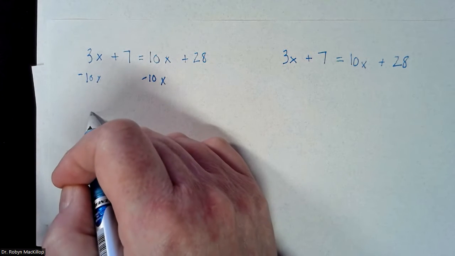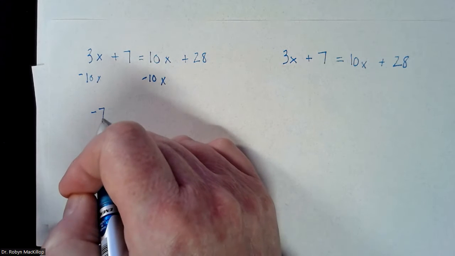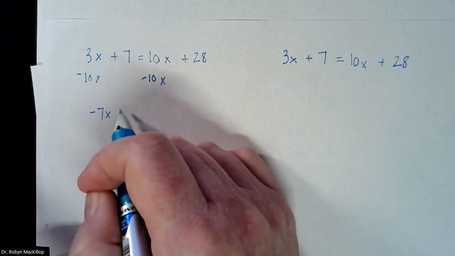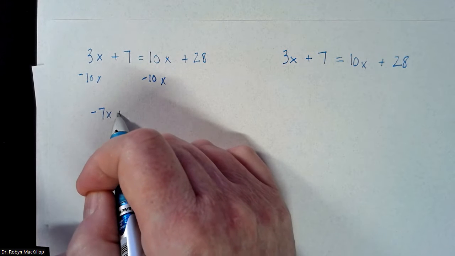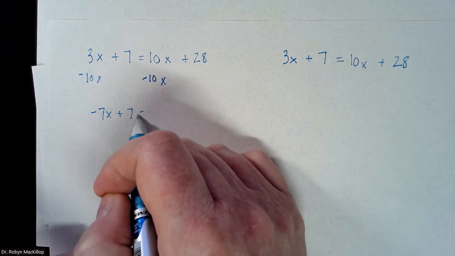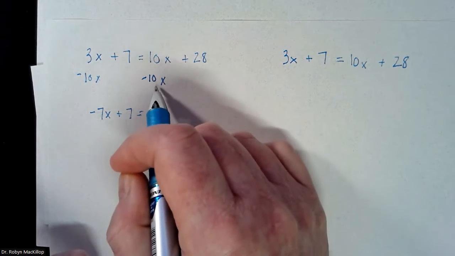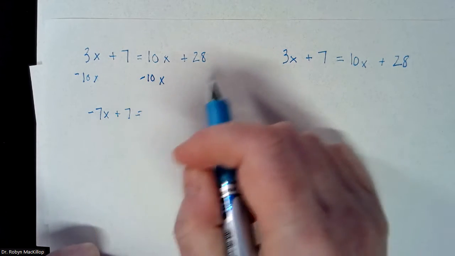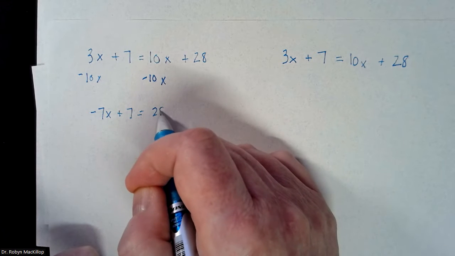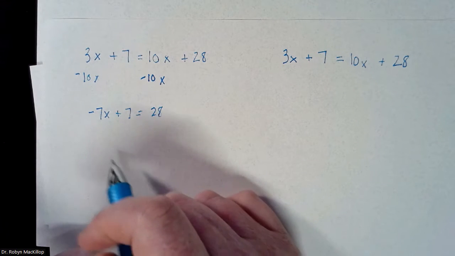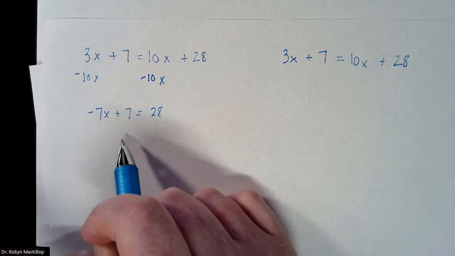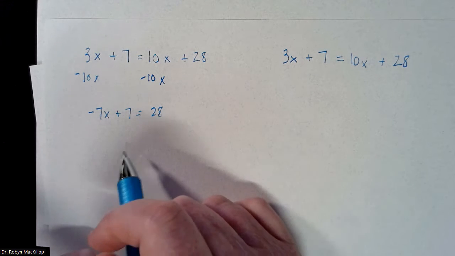3 minus 10 is negative 7x. Bring down that plus 7 because we have not done anything with it. Bring down the equal sign. This is now gone. We don't have the 10x on this side anymore. Bring down the 28. So now we have negative 7x plus 7 equals 28. That looks a little more familiar.